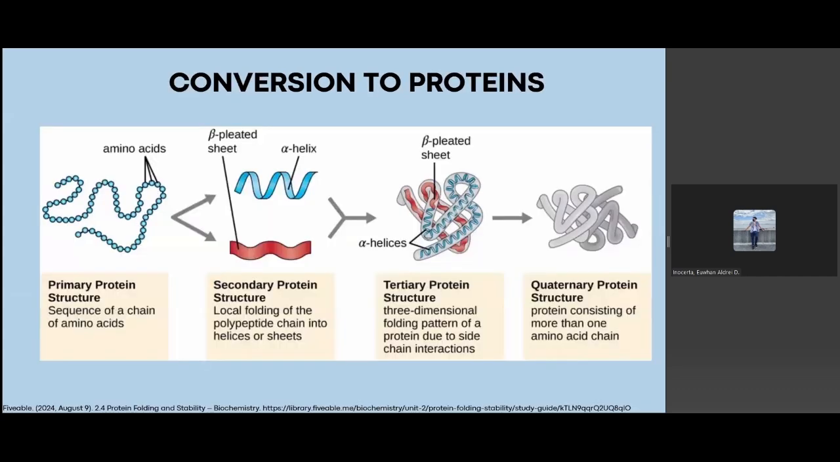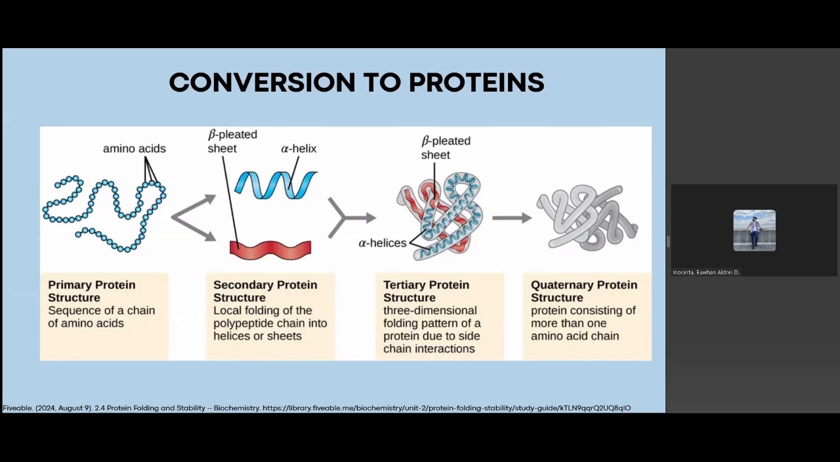So just to give you a brief discussion on what happens to polypeptides after the central dogma, let us discuss. After the release of the polypeptide chain from the ribosome, it undergoes a series of foldings and may receive post-translational modification to become a functional protein. This protein folding typically undergoes 4 major steps: the primary, secondary, tertiary, and quaternary structure.